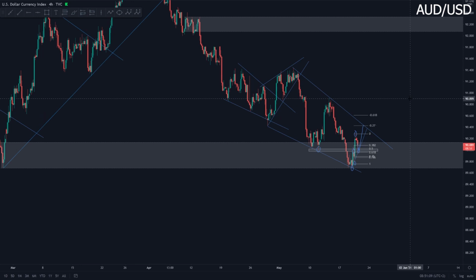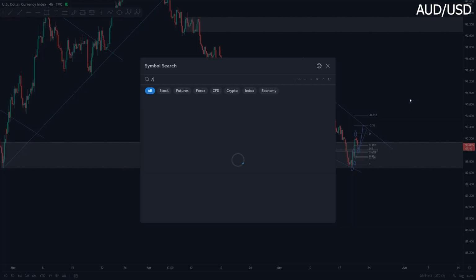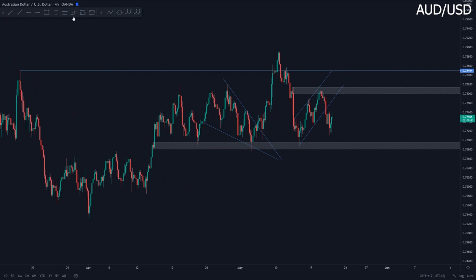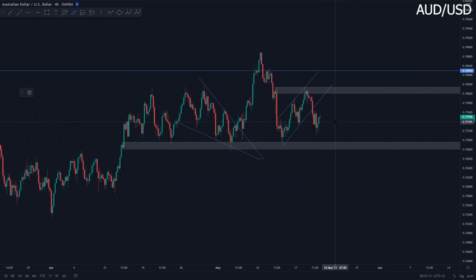So yeah, that's the DXY. Let's head over to Aussie dollar. And Aussie dollar is moving beautifully back towards the upside after it broke out of this ascending channel.